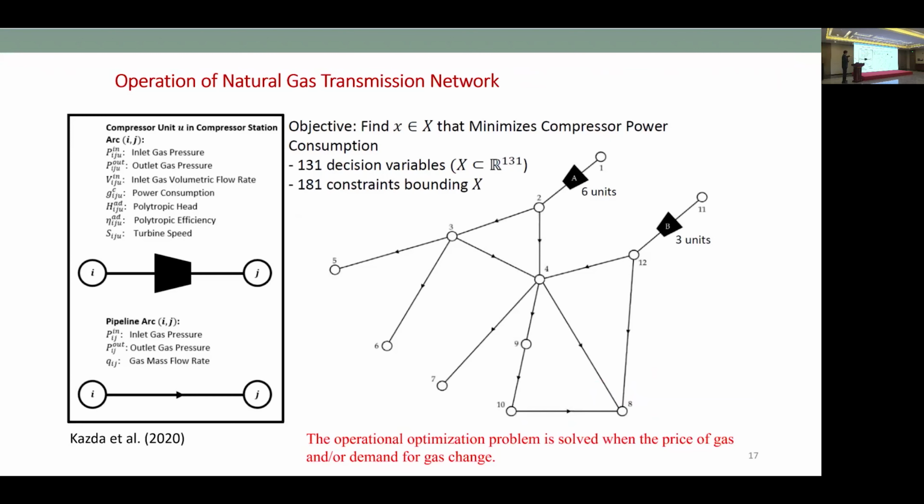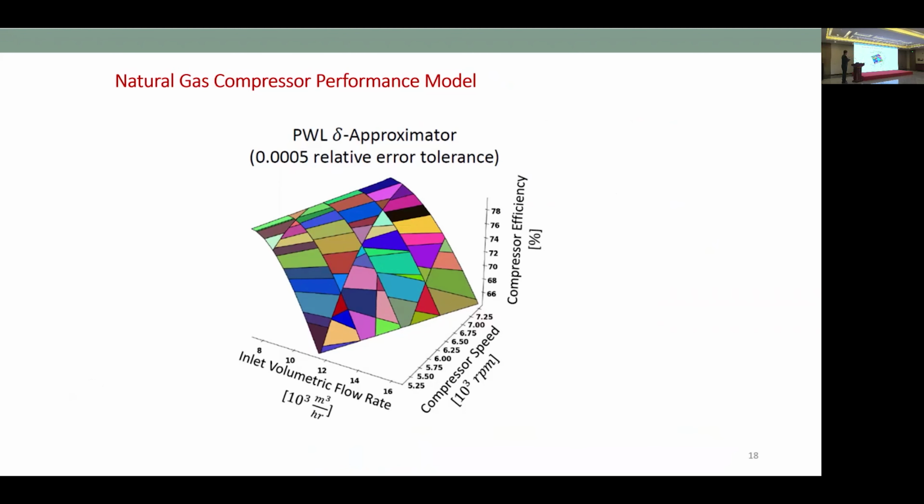I'm going to show an example. This is some preliminary results that we have. This is an operational problem for optimizing the operation of a natural gas transmission network. So we have compressor stations and we have the pipeline flow and pressure relationship. The most complicated part is the compressor station performance model. This is the piecewise linear approximation approach, the method that we have used to approximate the complex performance model. The original model is defined by a set of nonlinear equations, which is very non-convex.